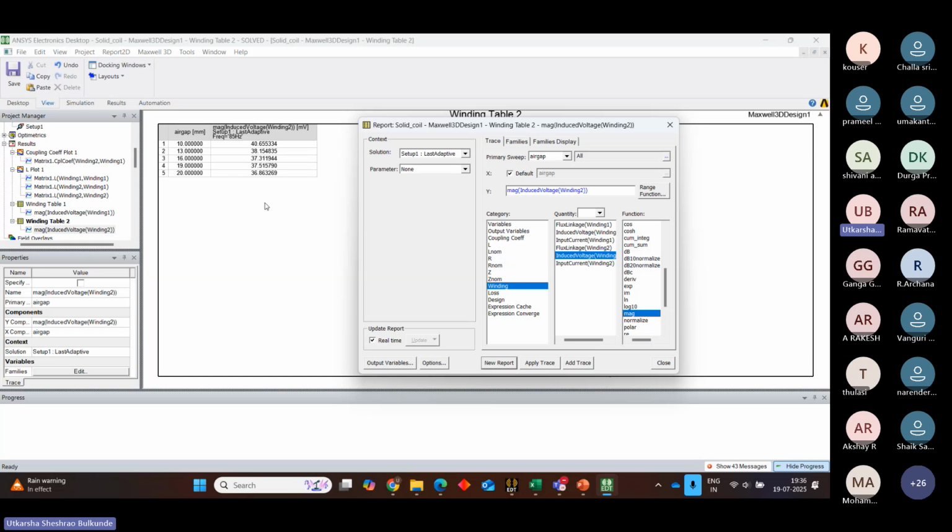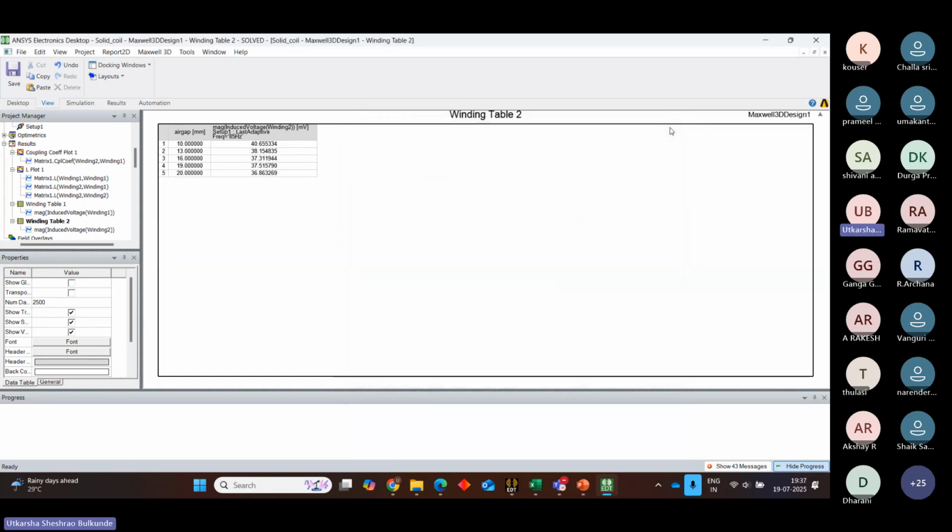I can tell you how you can get induced voltage and power also, but I don't know whether it will become too much for you guys. Okay, fine, we will see. If we have time, then we will do that also.